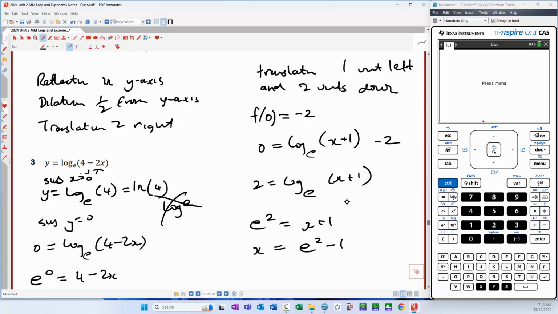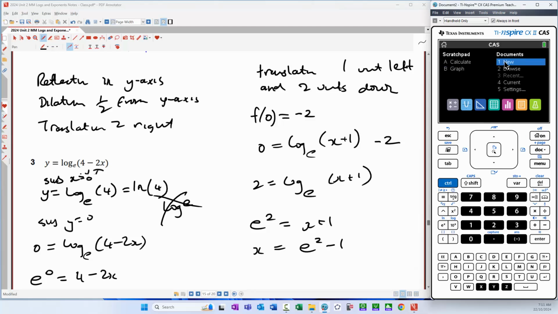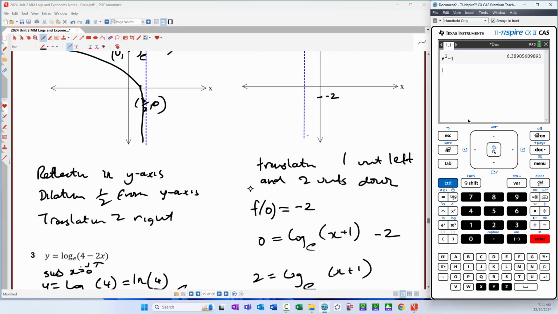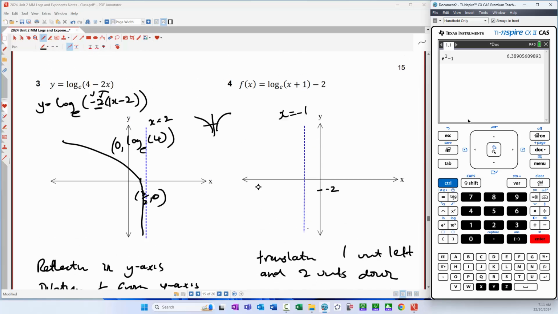So again, that value should be gettable. I'd approximate e to be 3. 3 squared is 9, so this is going to be a bit less than 9. And we're going to remove 1 from a bit less than 9. So if we guessed 8 or 7 or something like that, that would be a reasonable guess. Let's just see how close I was. e to the 2, take away 1. Okay, 6.4. So I wasn't particularly close, but good enough.